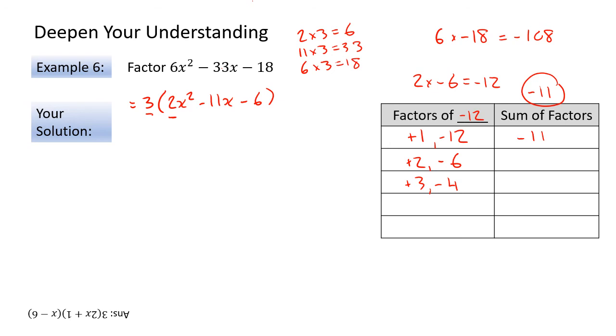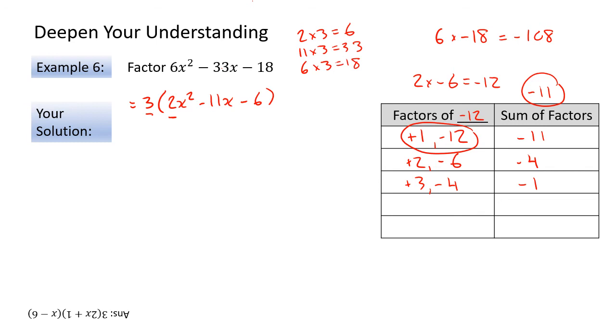I'll do the other two just so you can see them. Okay, positive 2 and negative 6 gives you negative 12. If you add them up, you get negative 4. Positive 3 and negative 4 gives you negative 12. But if you sum them up, it gives you negative 1. So we know that these two are the factors.